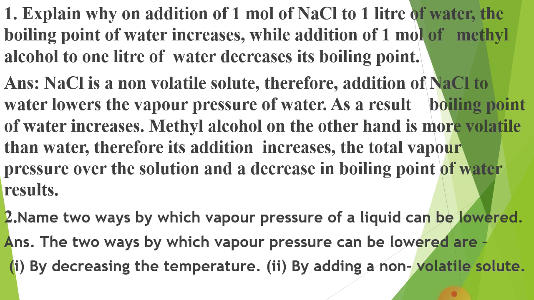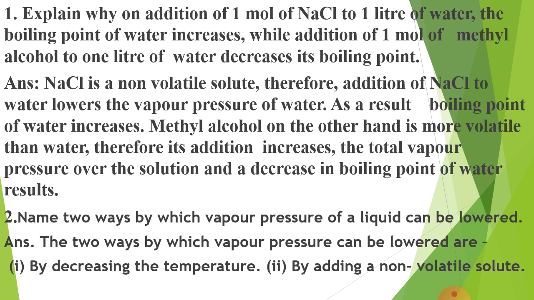Now some questions based on vapor pressure. Question number 1. Explain why on addition of 1 mole of NaCl to 1 liter of water, the boiling point of water increases, while the addition of 1 mole of methyl alcohol to 1 liter of water decreases its boiling point. As you know, NaCl is a non-volatile component, but methyl alcohol is a volatile component. Now the answer: NaCl is a non-volatile solute.